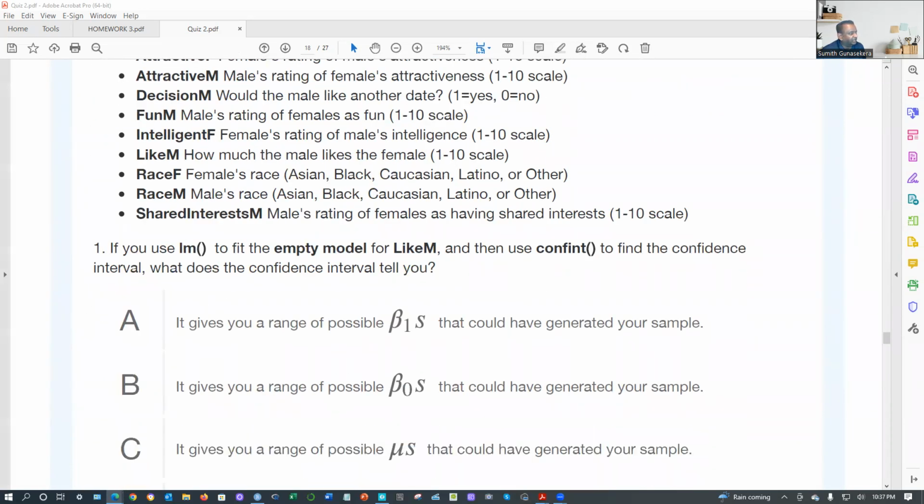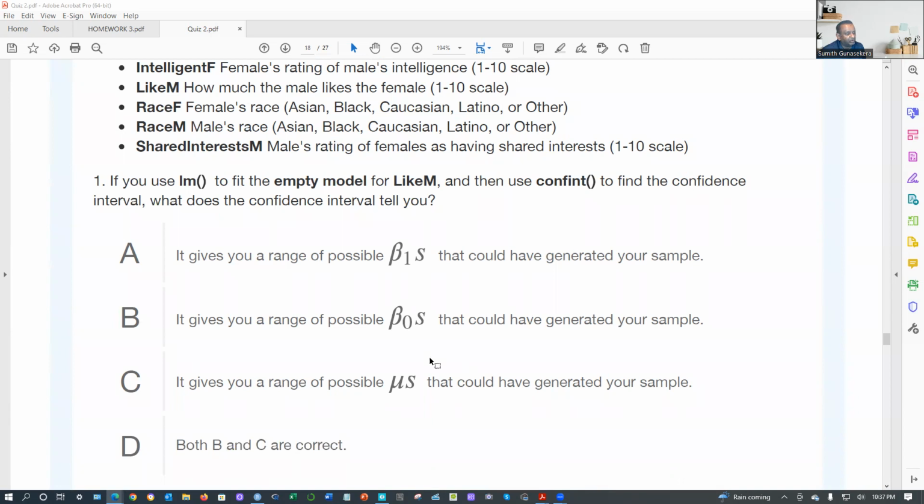If you use lm to fit the empty model and then use confint to find the confidence interval, what does the confidence interval tell you? See, you first go to the empty model. Empty model will give you mu. It gives you a range of possible data, beta naught or mu, the same thing, that could have generated your sample. Both B and C correct.